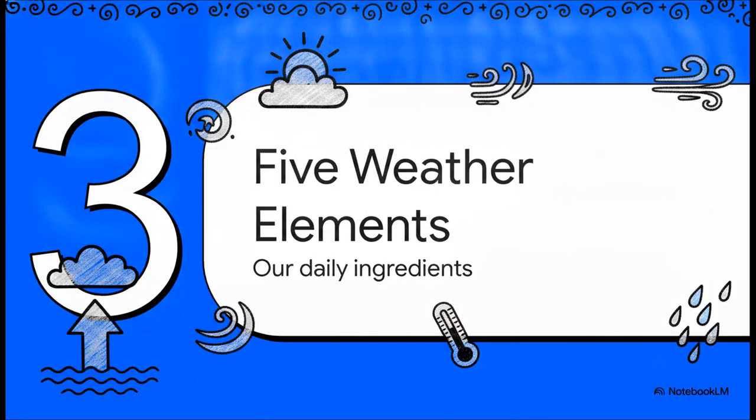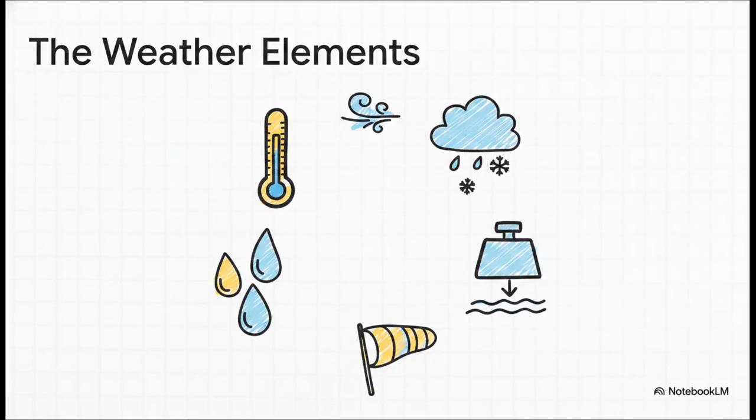Section 3. The 5 weather elements, the ingredients of our daily experience. Just like any recipe, weather has specific components. There are 5 distinct elements we use to describe our daily experience. First up is temperature, which is simply how hot or cold the atmosphere is. Second is precipitation. That covers any form of water falling from the sky, so rain, snow, sleet, or hail. Third is atmospheric pressure, and that is literally the weight of the air above us pressing down on the Earth's surface. Fourth is wind, meaning the movement of air, including both its speed and direction. And finally, humidity, which measures the exact amount of water vapor trapped in the air.